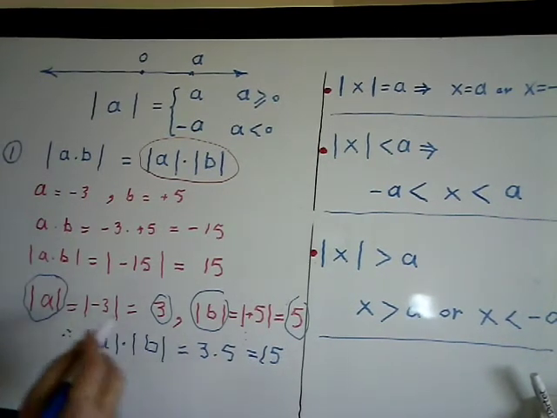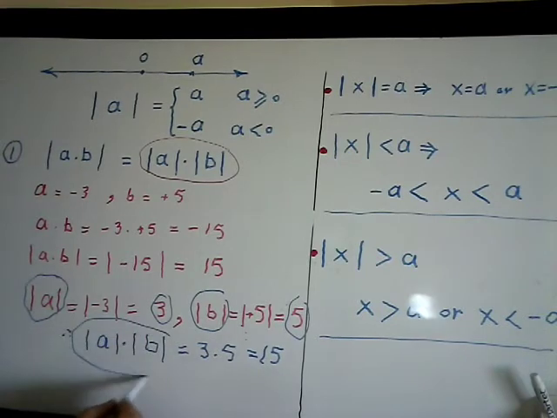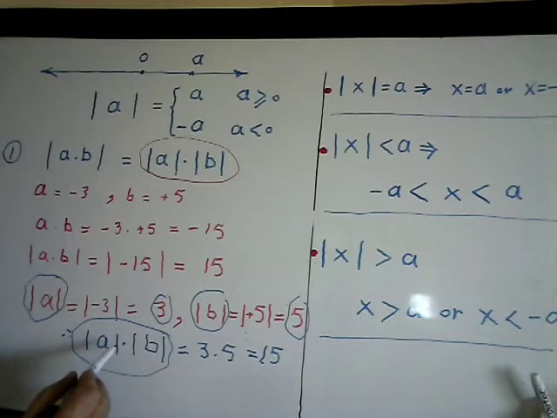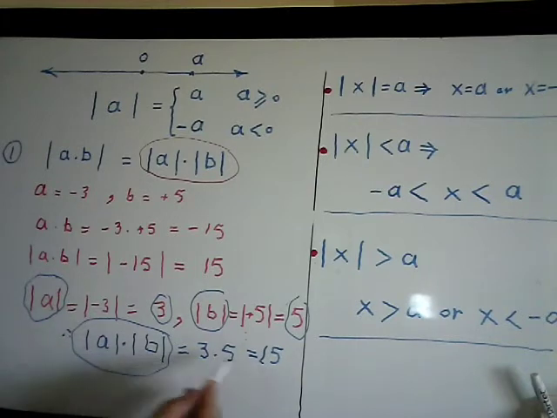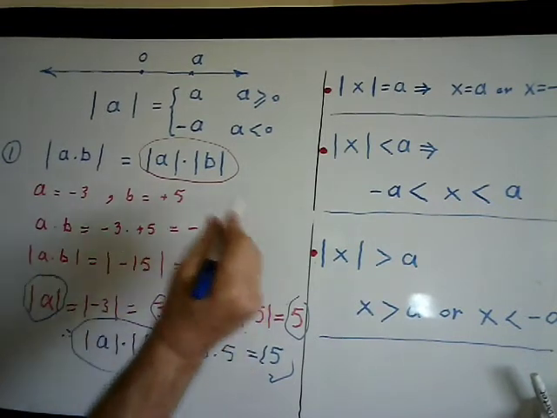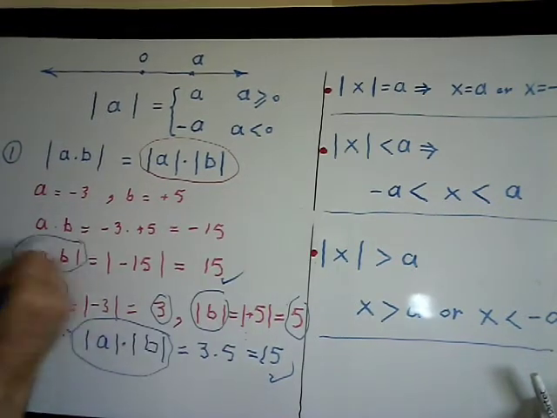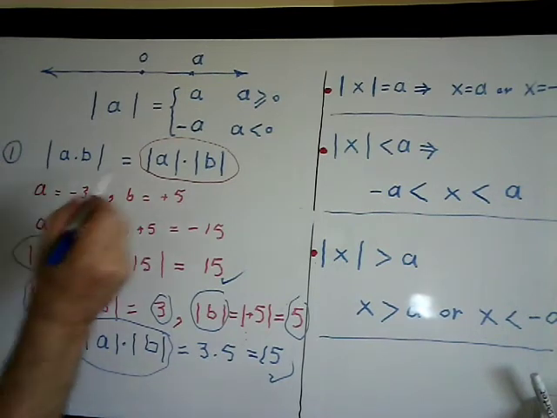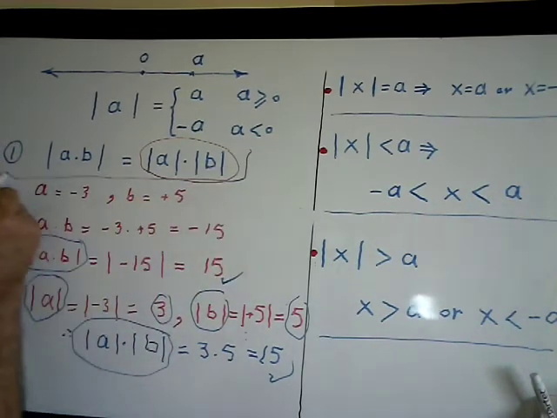So we see here the value of absolute value of A times absolute value of B, which is 15, is the same as the absolute value of A times B. That's the same rule number 1 here.